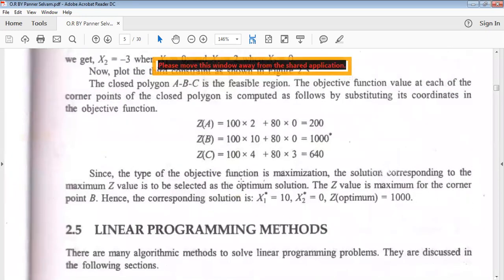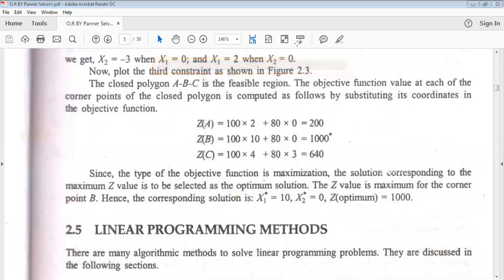Since the type of objective function is maximization, you have to find out the maximum value in this particular case. 1000 is the maximum value, and therefore the ordinates are x1 is equal to 10 and x2 is equal to 0. So automatically like that we are going to carry out the particular things.